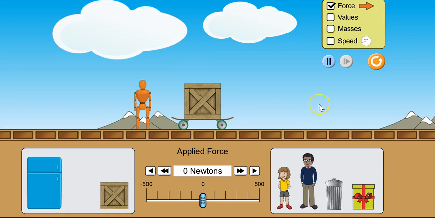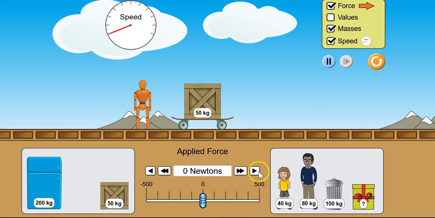So we're going to look at a website now where we can experiment with force. Force is measured in newtons, not fig newtons. These are special newtons that have to do with force. It's a unit of measure like inches or yards. We're going to put an applied force on the box that's on the skateboard. The mass of the box is 50 kilograms. We're going to see what happens to the speed of the box as we apply different units of force.